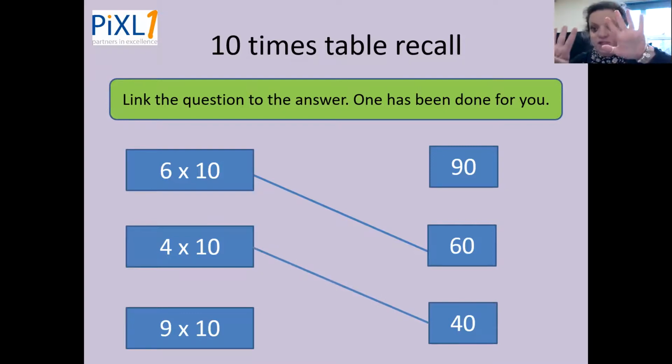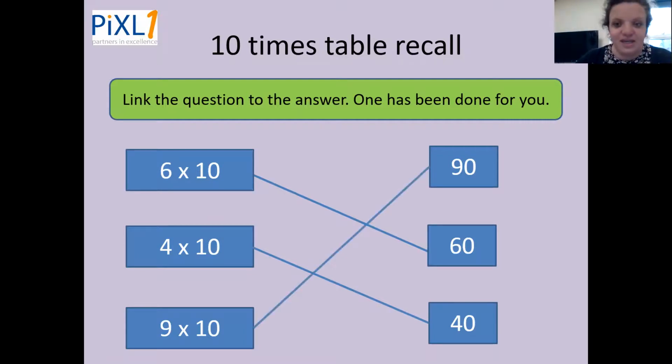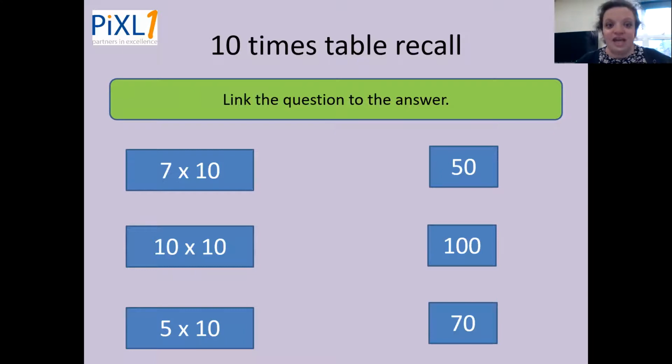And then 9, I'm going to do the same. I'm going to count in tens, 10, 20, 30, 40, 50, 60, 70, 80, 90. So my answer is 90. And I'm going to do the same now, pause the screen again and have another go at doing these ones.